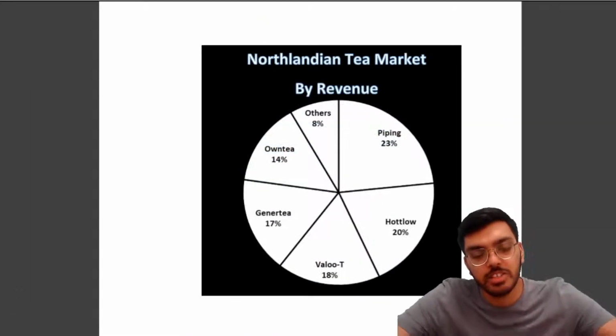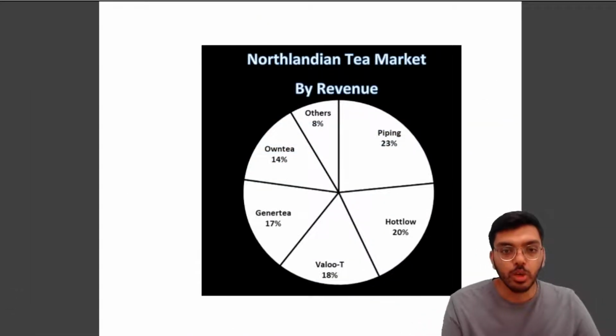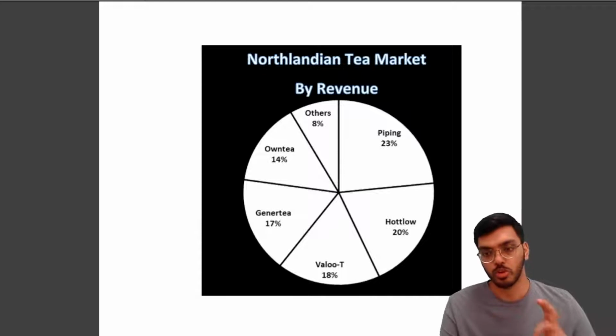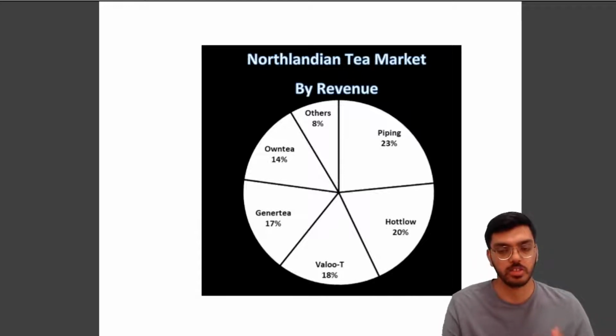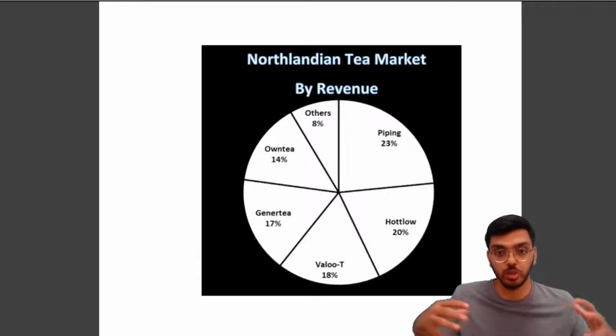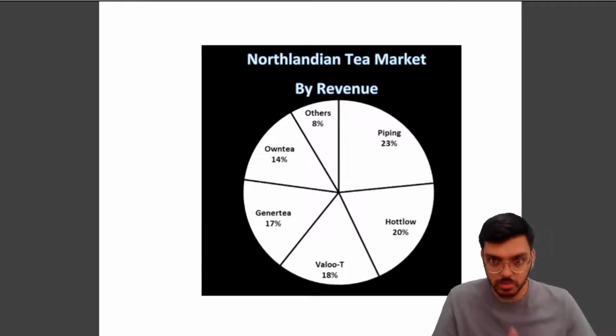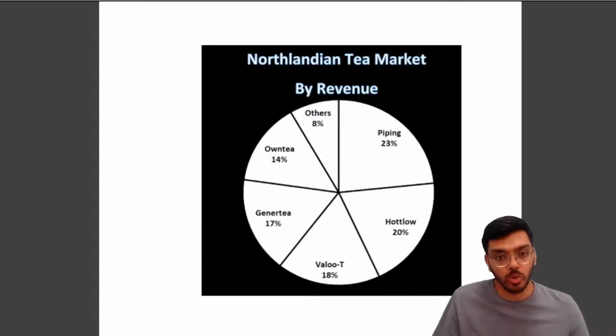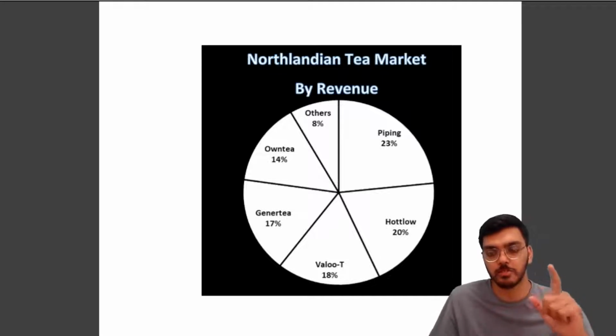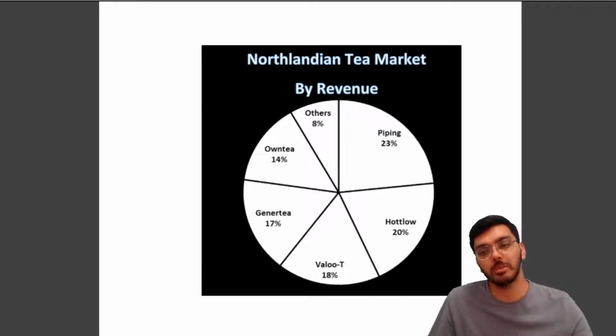So just a quick analysis has also been given as a pie chart for you. If you look at the Northlandian tea market, Piping is the largest producer, largest seller, also in revenue, 23% of the market is under your control. Then comes Hotlo, who is just at your footsteps, 20%. You're 23, they're 20, so your competition is going to be high in this market. Valuti is 18%. So three big producers are vying for top spot here. So competition again. Then there is Jenner Tea and Own Tea, which are 17 and 14%, and then there are some other small producers as well, which make up 8% of the market.